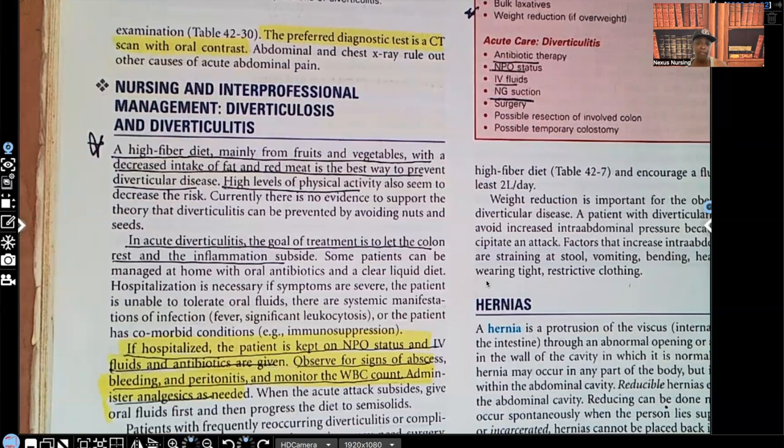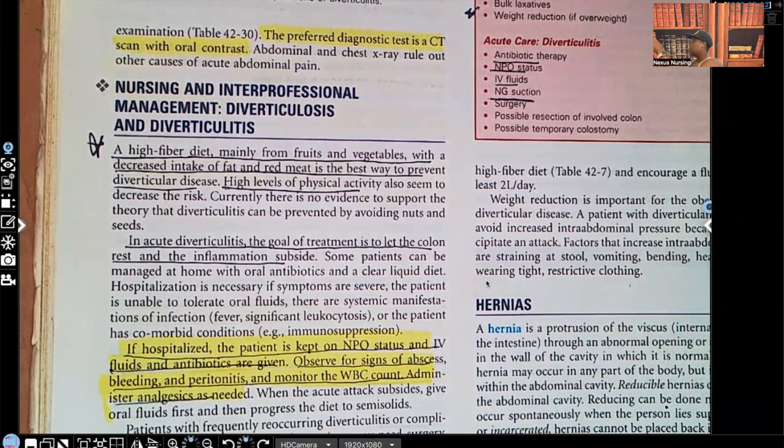And we're going to be watching out for signs and symptoms of peritonitis. You better be watching out if they're having that abdominal pain. If you notice patients starting to have a rigid abdominal area, again, you're going to be looking at the WBCs. You're going to be looking at their temperature. You're going to monitor the WBC count. You're going to administer analgesics as needed.